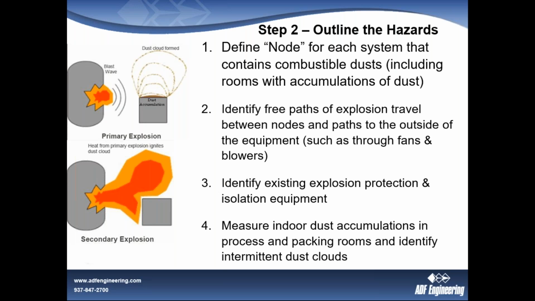So the next step in your DHA process is to outline the hazards that you have. You need to define the different nodes throughout your facility, the paths of travel of an explosion. So if you have an explosion in a dust collector, do you have an open pathway to another piece of equipment where nothing would stop that propagation of that explosion to the next piece of equipment where you'll have secondary explosions? It's those secondary explosions that create the bigger hazard.